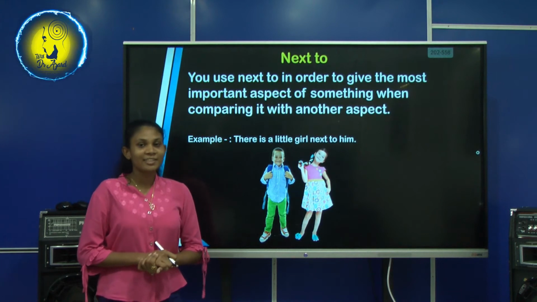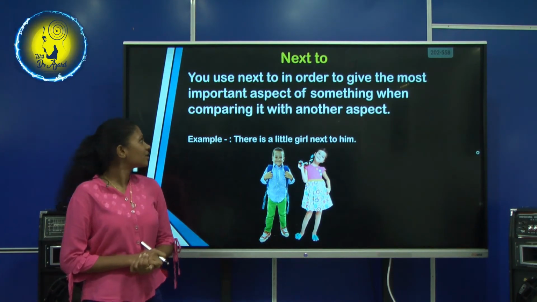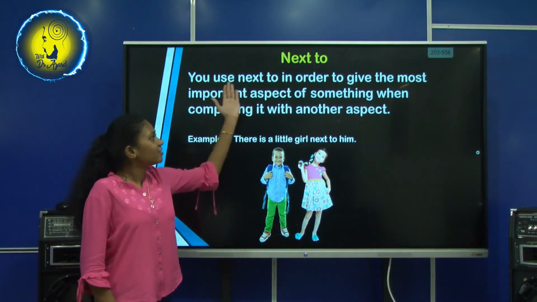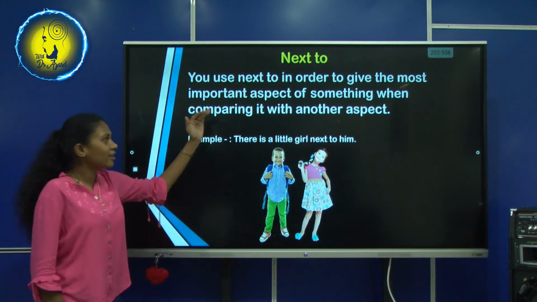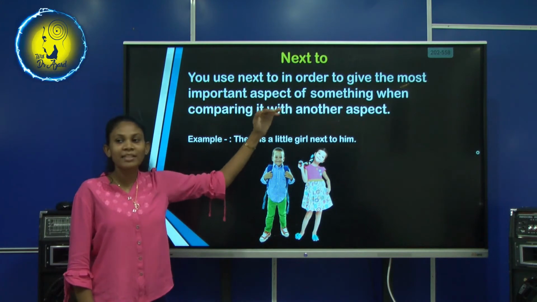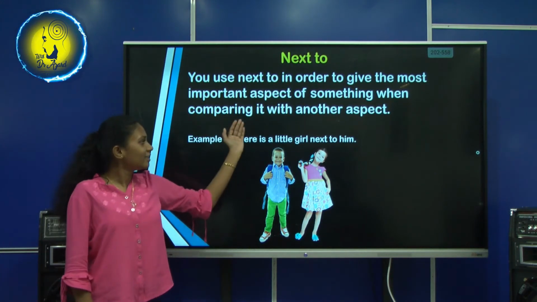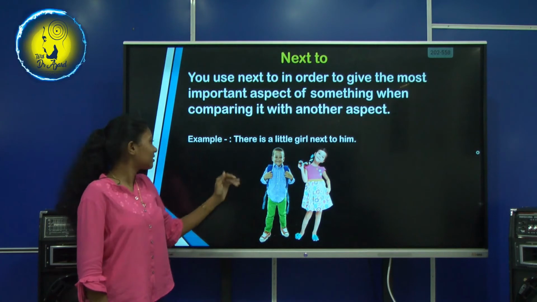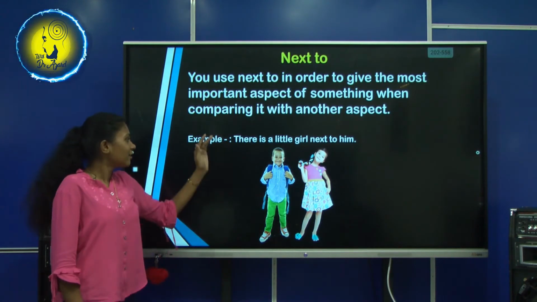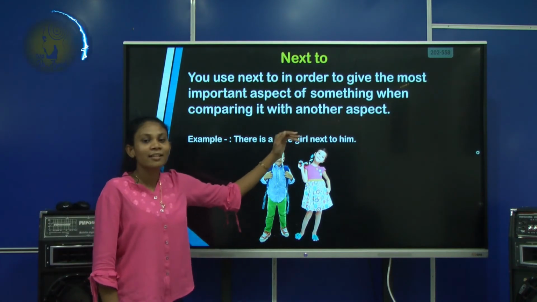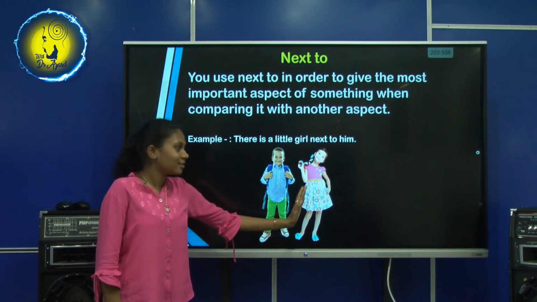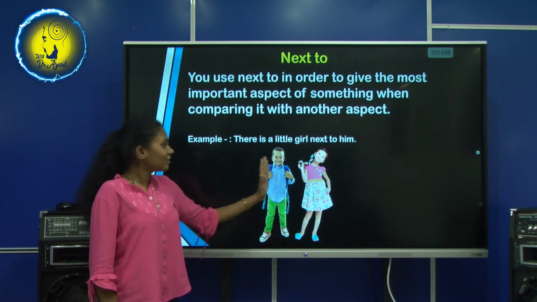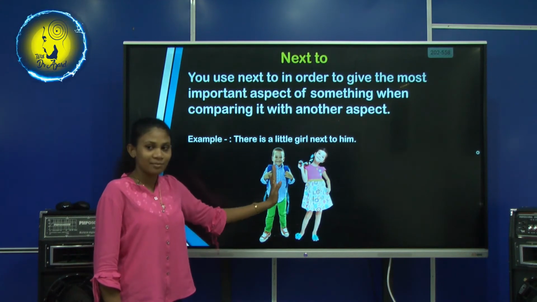Our next preposition is next to. You use next to in order to give the most important aspect of something when comparing it with another aspect. Example, there is a little girl next to him. There is a boy and there is a girl. There is a little girl next to him.